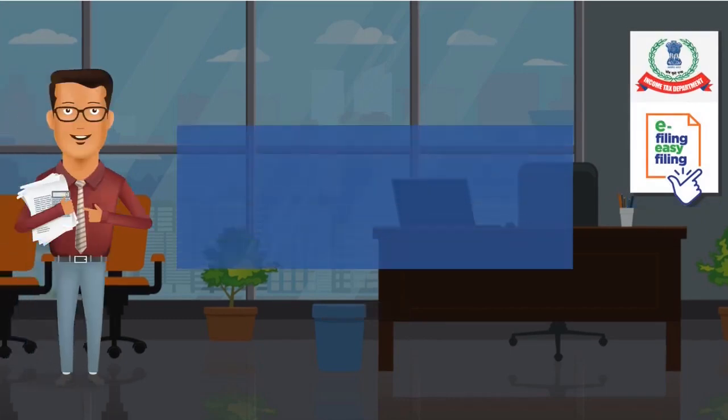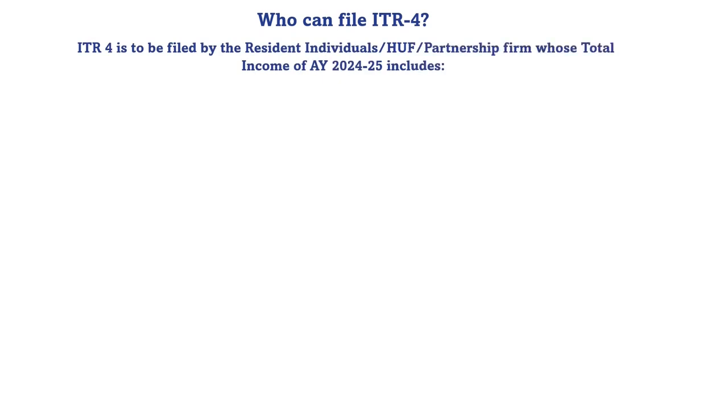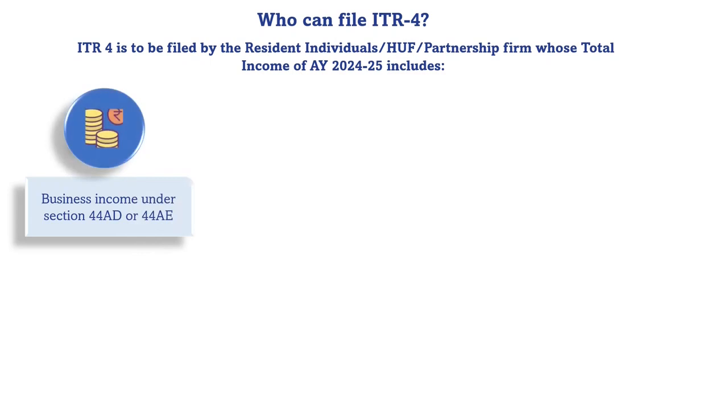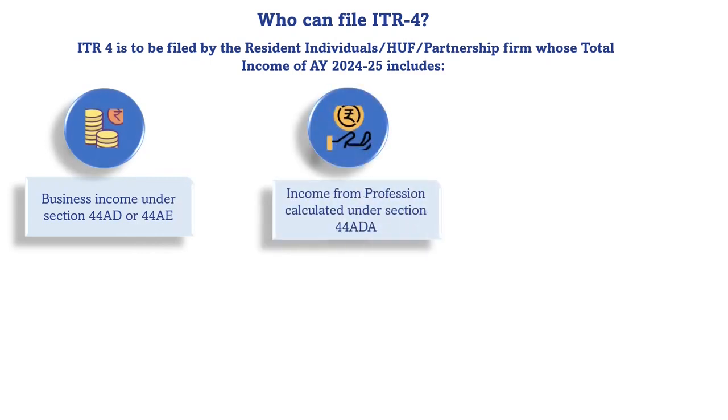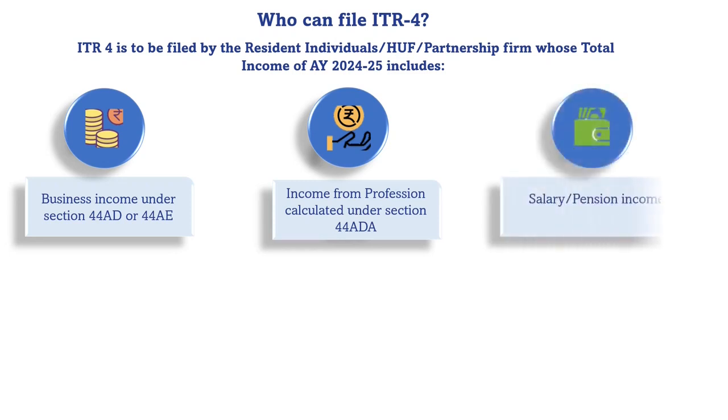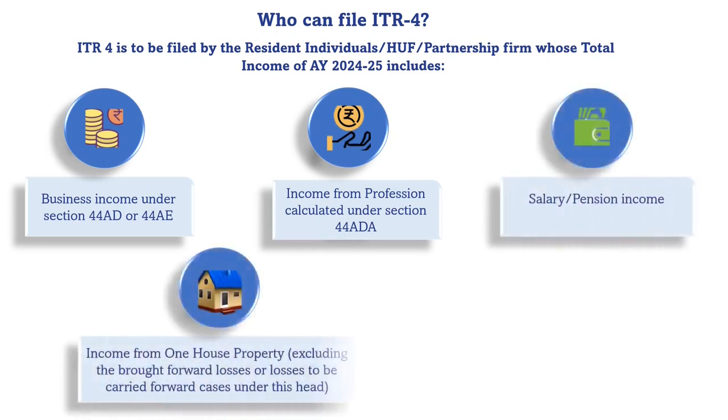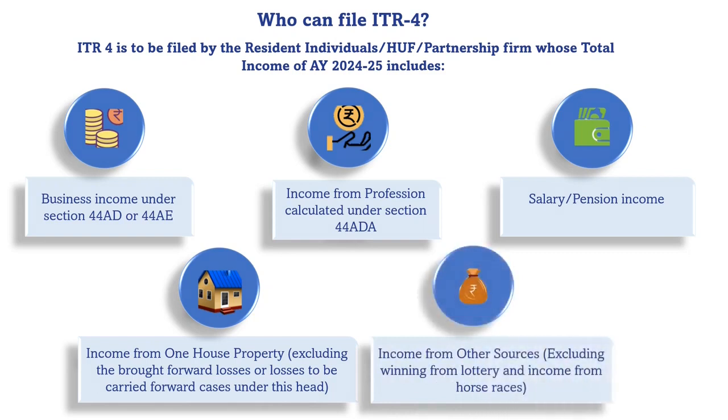This video is on how to file Form ITR-4. Form ITR-4 is required to be filed by those resident individuals, HUF, partnership firm whose total income for assessment year 24-25 includes business income under Section 44AD or 44AE, income from profession calculated under Section 44ADA, salary or pension income, income from one house property excluding the brought forward losses or losses to be carried forward under this head, or income from other sources, excluding winnings from lottery or income from horse racing.